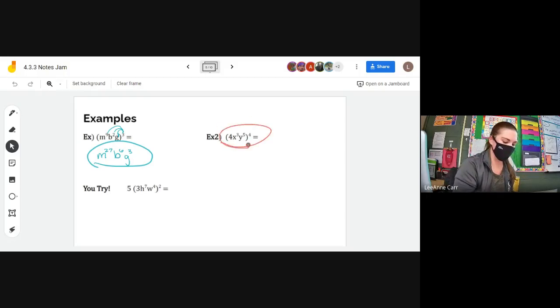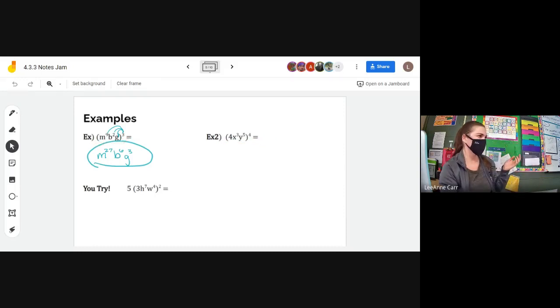What do you notice is a little bit different with this second example versus the first example? Bryce? Yeah, we got a coefficient, we got a number in there. So we also have to remember to distribute that exponent of 4 to the coefficient 4. So here we go. Hippity-hoppity, boom, boom, boom. Distributive property.